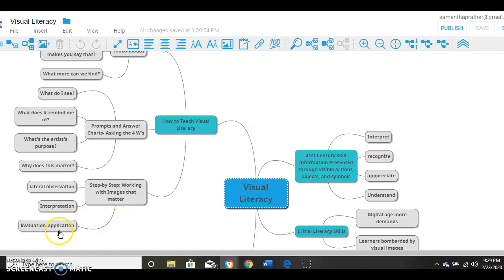During the evaluation and application stage, direct students to write about the image on note cards, and then place the note cards around the photo and create a bulletin board in the room.